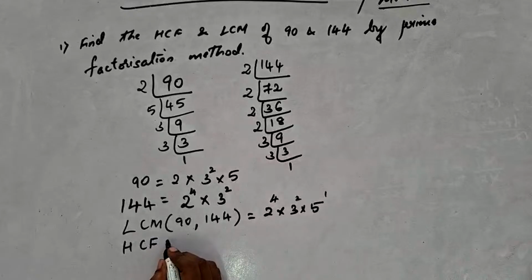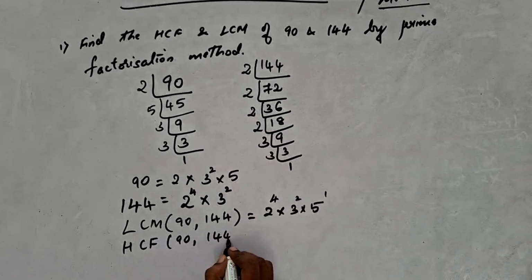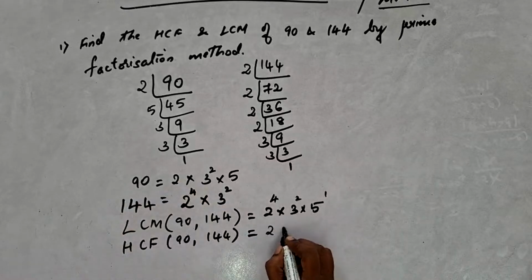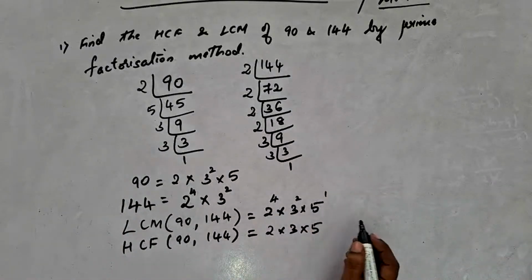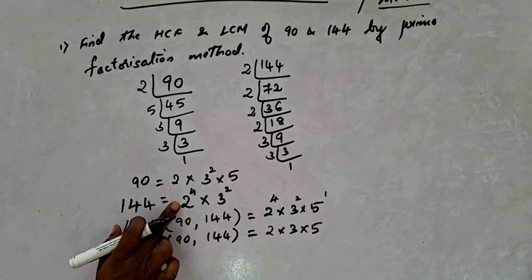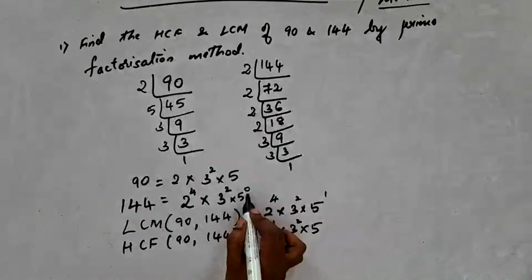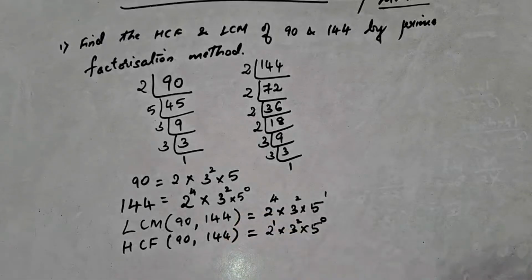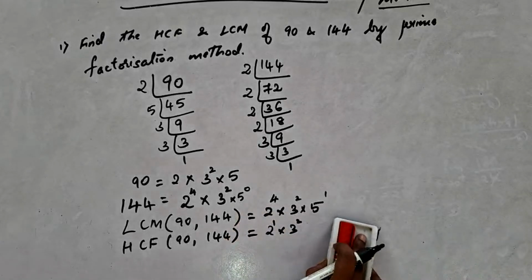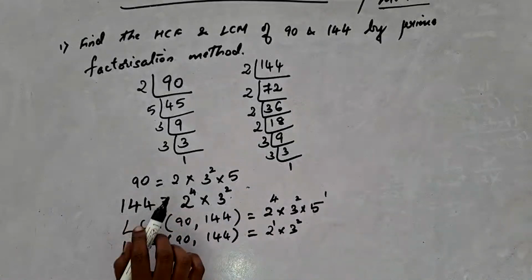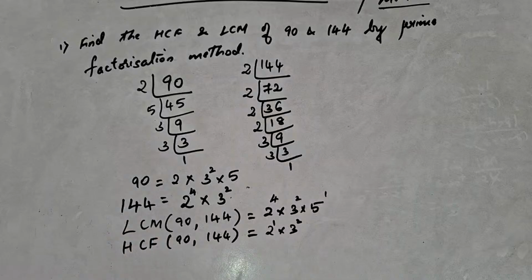Now to find the HCF of these two numbers, write the factors which are common, or I can write all the factors and take the minimum power. For 2, the minimum power is 1, 3 square is common, and I can write 5 power 0, which gives me 1. Instead, leave this if you are getting confused and just take the common factors. 2 is common and 3 square is common. Therefore, this is the HCF of these two numbers.